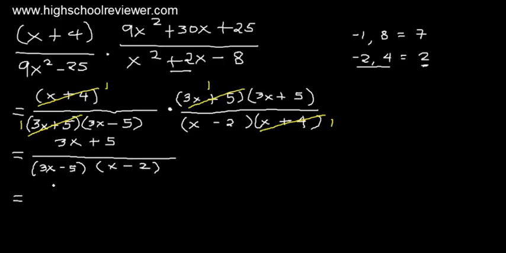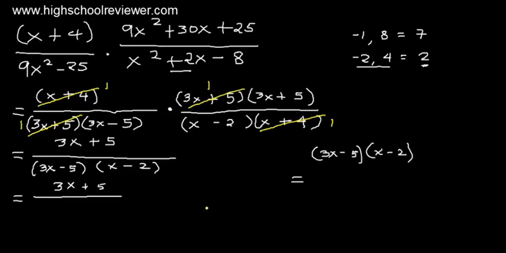Okay, our numerator would now be 3x plus 5, but for our denominator, we have to multiply this. Let's multiply the quantity of 3x minus 5 multiplied by x minus 2. Can you still remember the FOIL method in multiplying binomials? Okay, so we will apply it here.